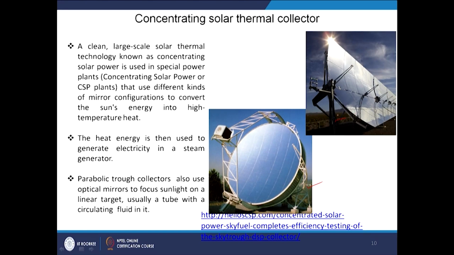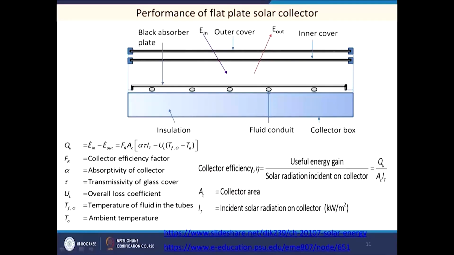You see here it is a dish, where after reflection the rays are concentrated to one point, and here it is a tube, so the rays are concentrated on a tube, that is the parabolic trough. Now, we will see how we can calculate the performance of a flat plate collector, the primitive one. Say, how can we determine the collector efficiency, we will discuss now. So, in a flat plate, as we have seen, one flat surface is there.